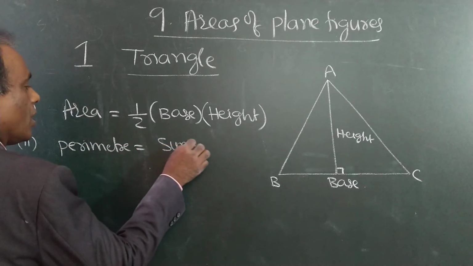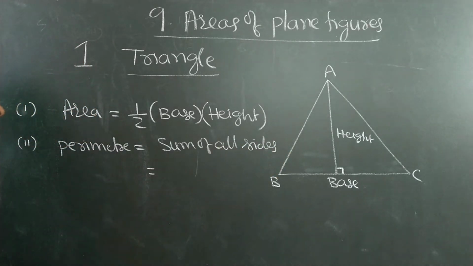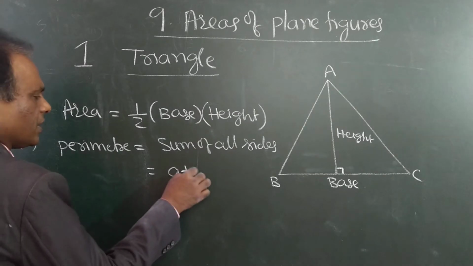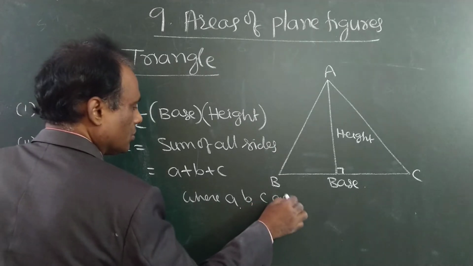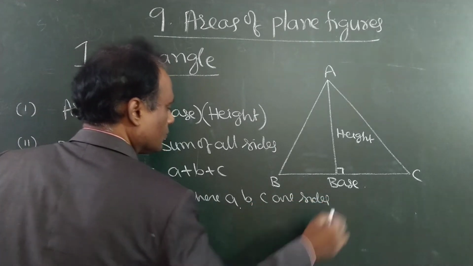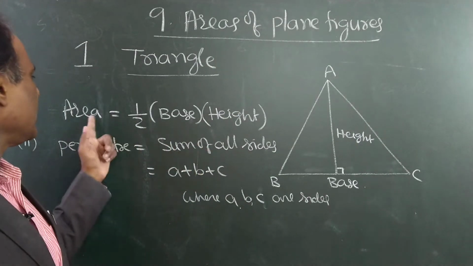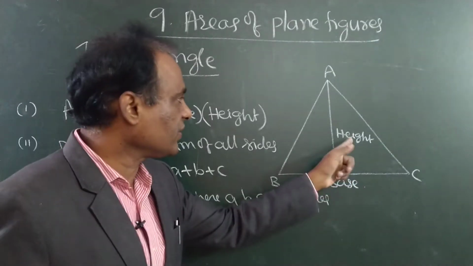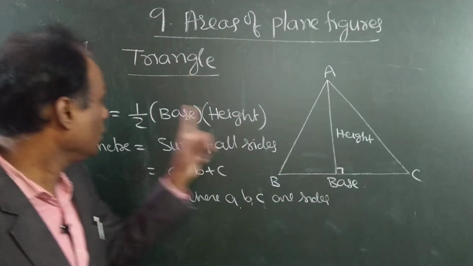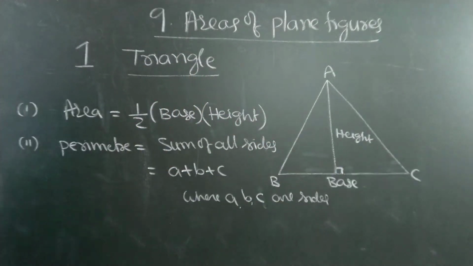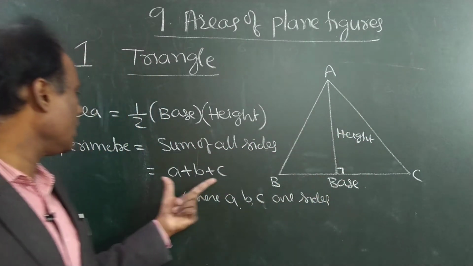Perimeter is equal to sum of all sides. If three sides are given, if you add them, we will get the perimeter. Perimeter we don't have in this chapter, I am just giving the formula. We don't need this formula, only the area formula is needed. Half base into height. Base, no confusion, but height means it should be perpendicular, making 90 degrees. So half base into height is the formula for area of the triangle. Perimeter is sum of all the three sides. This side plus this side plus this side gives the perimeter.